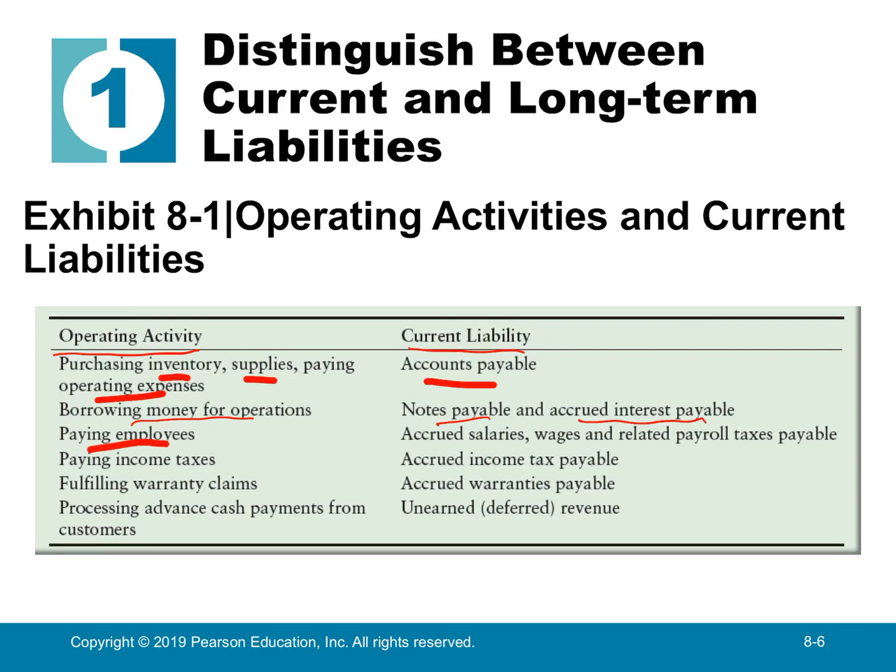We have to pay employees, so you'll accrue things like salaries, wages, payroll taxes payable. We may need to pay income taxes, so you'll accrue income tax payable. You might have to fulfill warranty claims, right? So we might have to accrue warranties payable. And we may process advanced cash payments from customers. This is one we've seen before, unearned revenue. Again, it has the word revenue in it, but it's a liability because we receive the cash before we satisfied the revenue requirement. So we can't recognize revenue until it's earned, and we haven't earned it yet. So it's unearned revenue, a liability.